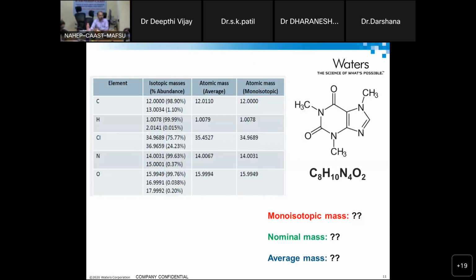Now this is just a small revision of what I have discussed till now. This is one of the compounds whose chemical formula is C8H10N4O2. I have given some of the elements present in this compound along with their atomic masses, the monoisotopic masses and average atomic masses. What you have to do is calculate the monoisotopic mass, nominal mass and the average mass. I'll give a minute to do the calculations and then I'll display the answers.